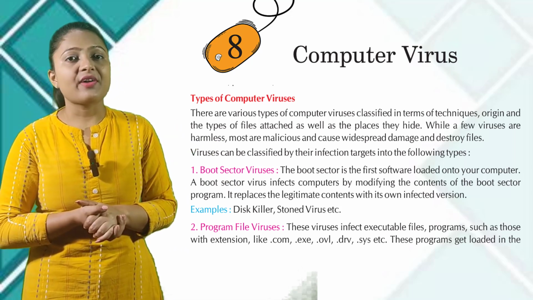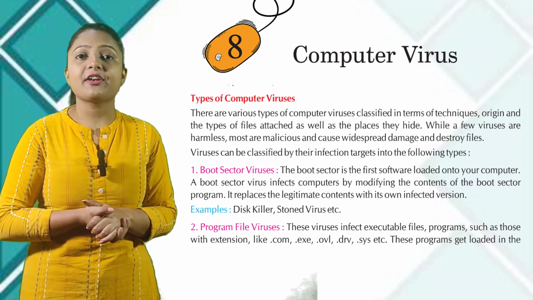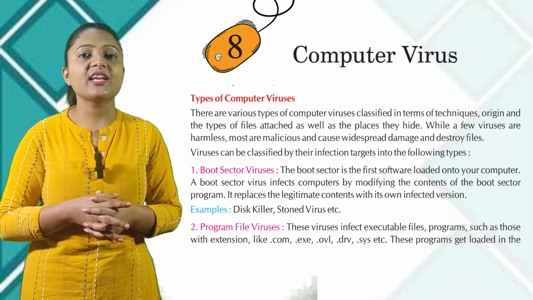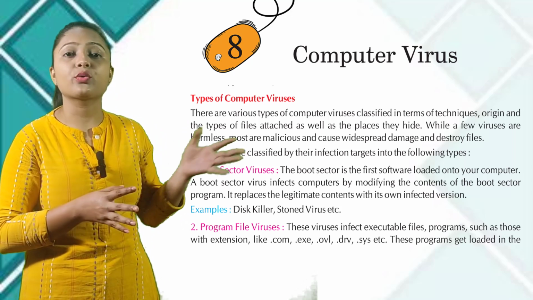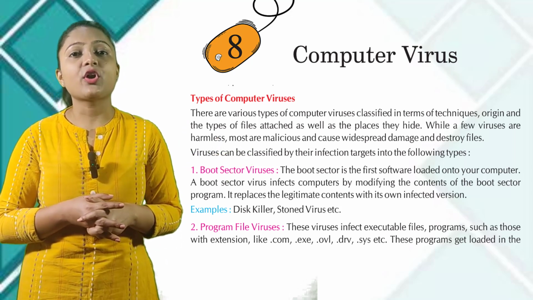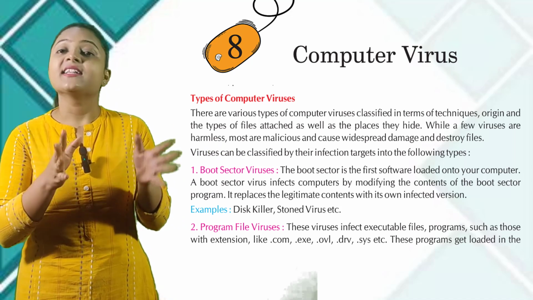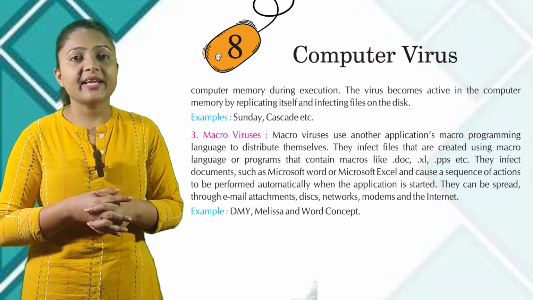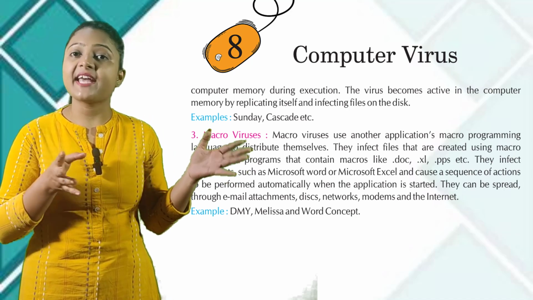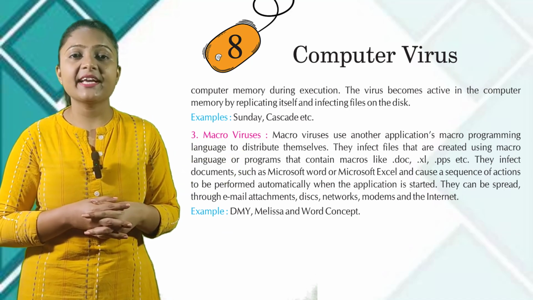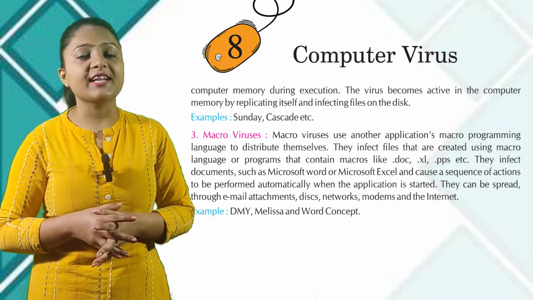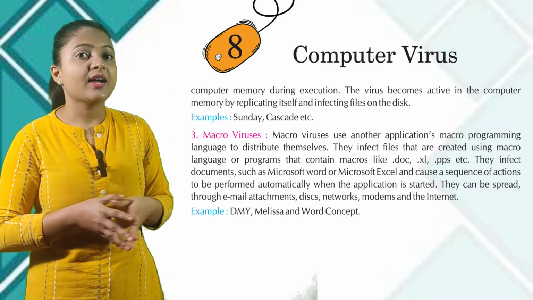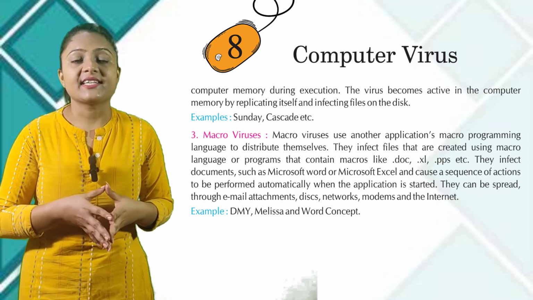Second, program file viruses. These viruses infect executable file programs, such as those with extensions like .com, .exe, .ovl, .drv, .sys, etc. These programs get loaded in the computer memory during execution, and the virus becomes active in the computer memory by replicating itself and infecting files on the disk. Example: Sunday, Cascade, etc.